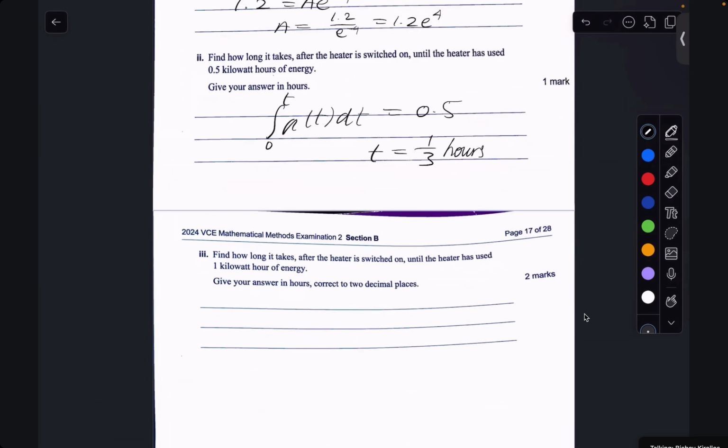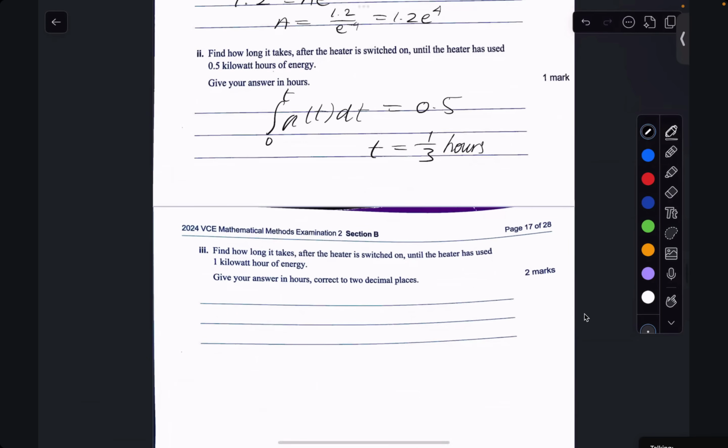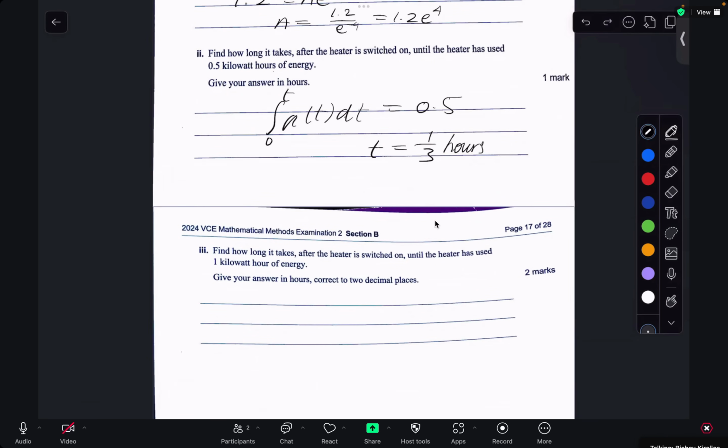Did they just ask the same question, but just different? It's a bit dumb. Maybe it says so that you can lose 3 marks instead of 1, which is a bit annoying.